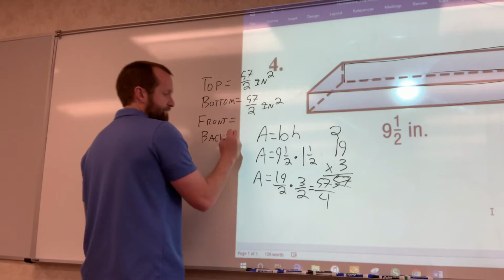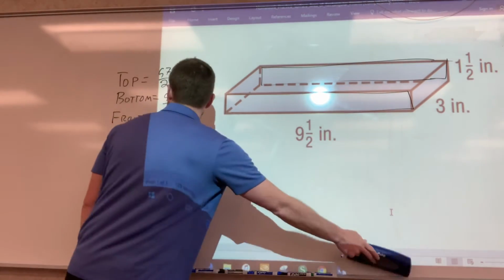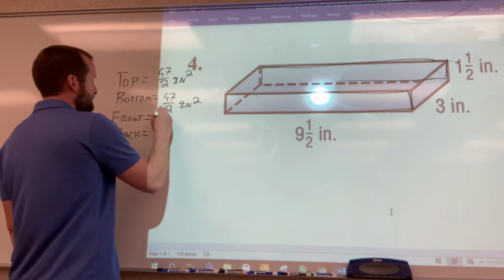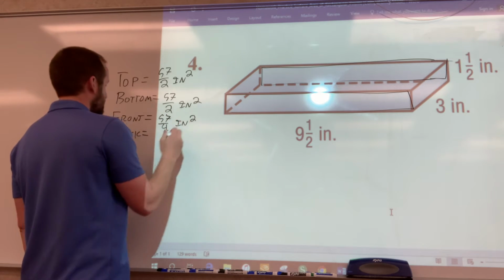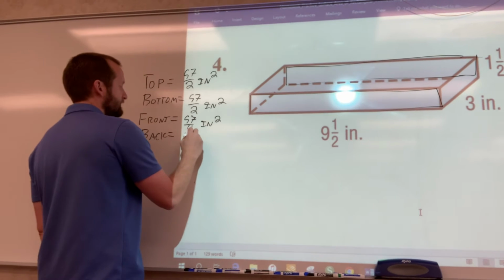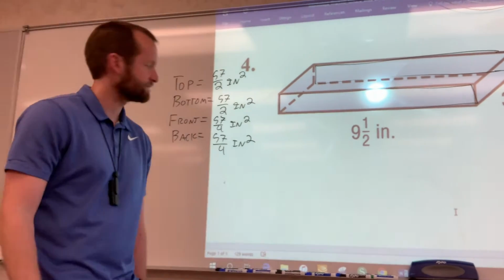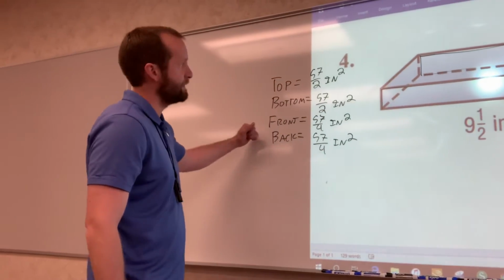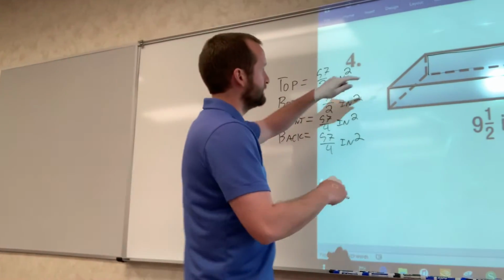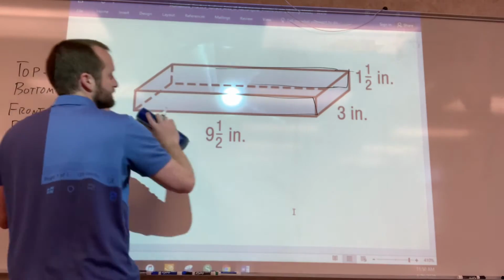So we can write down the front and the back have an area. Let me erase this, we got room to write. The front has an area of 57 fourths inches squared, and the back has an area of 57 fourths inches squared, right? Okay, so we've got the area of the top, the bottom, the front, and the back. We now need to find the area of the last 2 faces, the 2 sides, right here and right here, okay? So let's go ahead and do that.